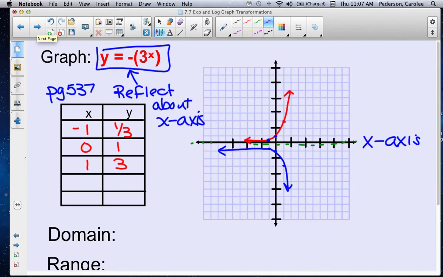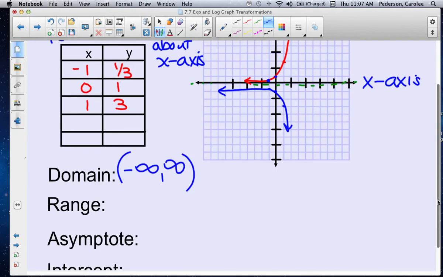So my domain is still the same, -infinity to infinity. My range is what kind of numbers can I plug in for y. Notice that this value is decreasing, so y has to be less than 0. My asymptote is still the same, it's horizontal, at y equals 0, at that green line. But now my intercept is right here, over 0, down 1.